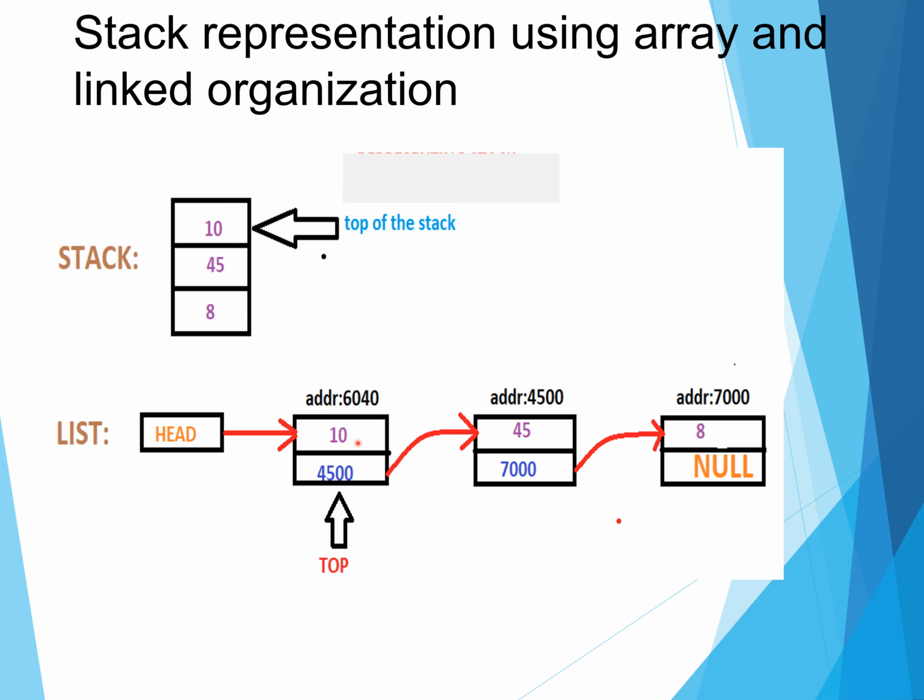So this is the top node, which is connected to the next node. The address of the next node is stored in this node, that is 4500. Afterwards, 45 is connected to 8. The address 7000 is used here to attach these two nodes, 45 and 8. The last node's address becomes null because it is the end of the linked list. It is always denoted with a null pointer.